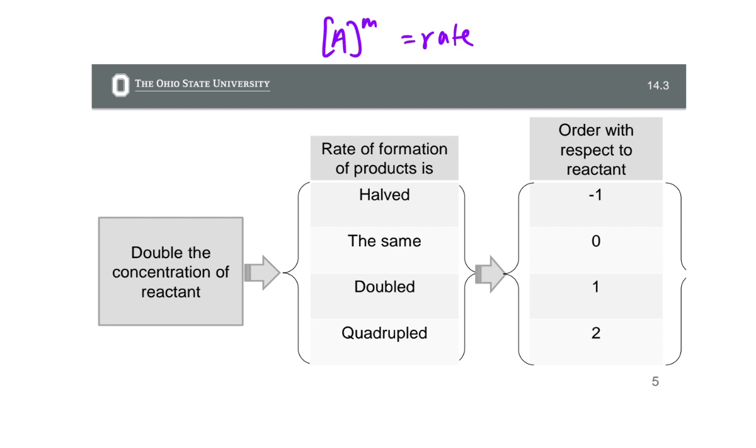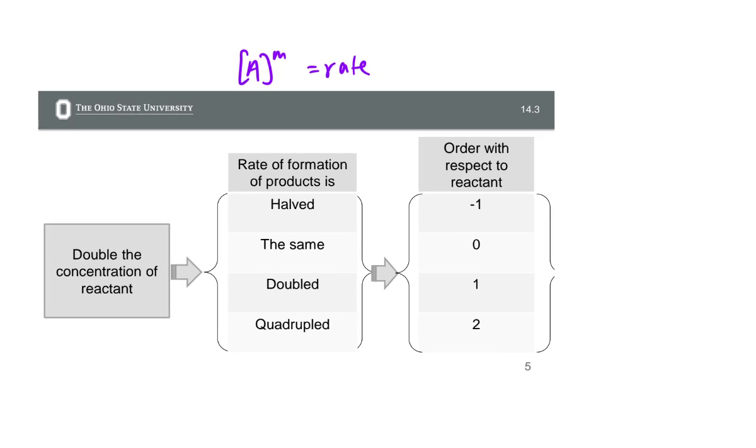I'm going to write this. If we have a concentration of some reactant, and we raise it to its power, its order, what is the rate? Essentially what we're doing here is solving for m. So if we double the concentration, we put a 2 in here, and the rate is quadrupled, 4, if both of those were 1 and 1. What does m have to be? 2, right? 2 to the 2 equals 4.